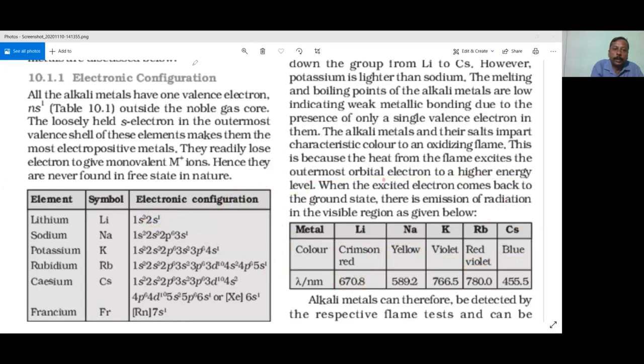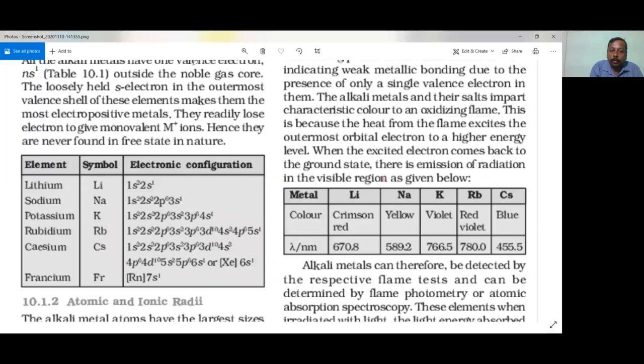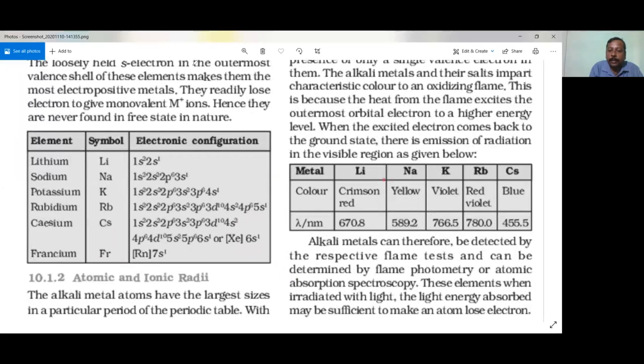Okay, so let us see some more topics. Now, alkali metals can therefore be detected by flame test. In class 12th, I told you that in the practicals there is a flame test in the qualitative analysis chapter. Suppose you are given a salt in the lab, you have to identify the name of the salt.